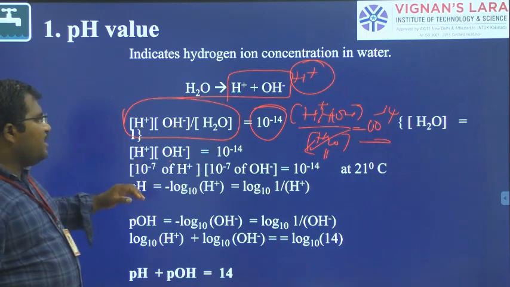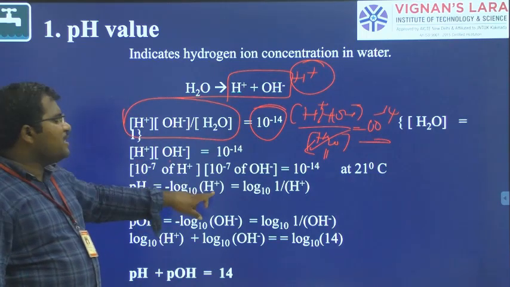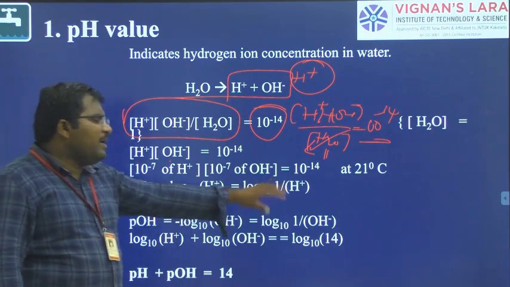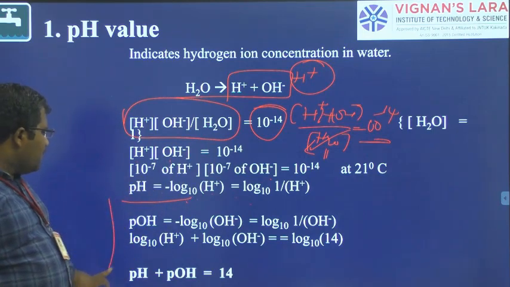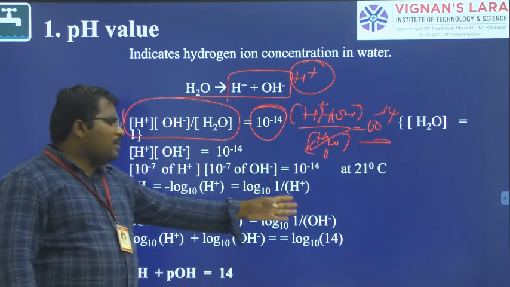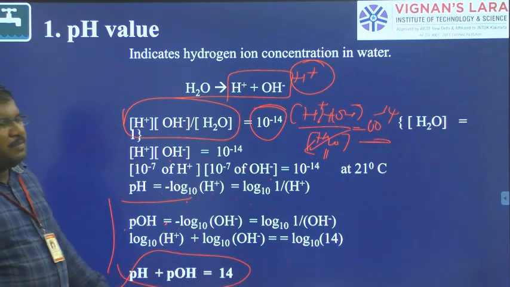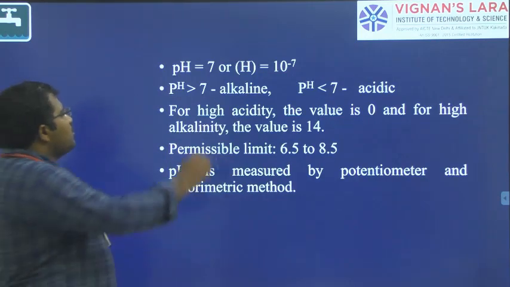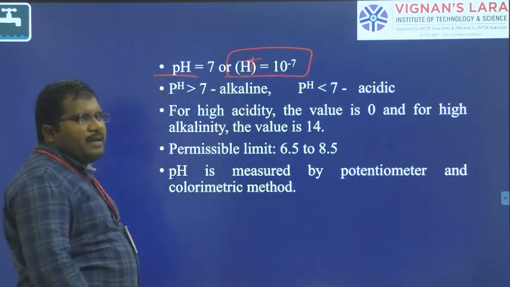Then finally pH equals minus log10 of H plus, or log10 of 1 by H plus; if you take 1 by H plus, the minus 1 comes according to logarithmic principles. Then pOH equals minus log10 of OH minus, or log10 of 1 by OH minus. Totally, pH plus pOH equals 14. Next, when pH equals 7, the H plus ion concentration equals 10 power minus 7.